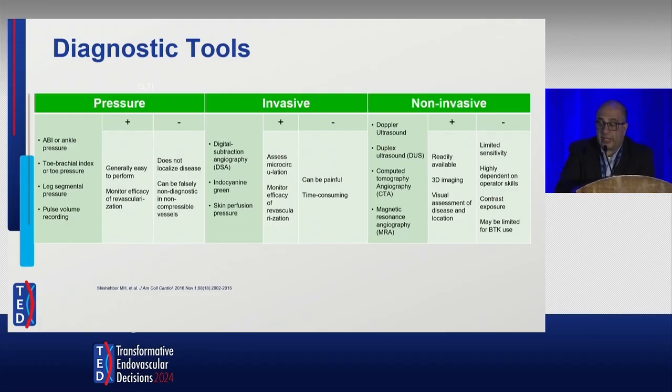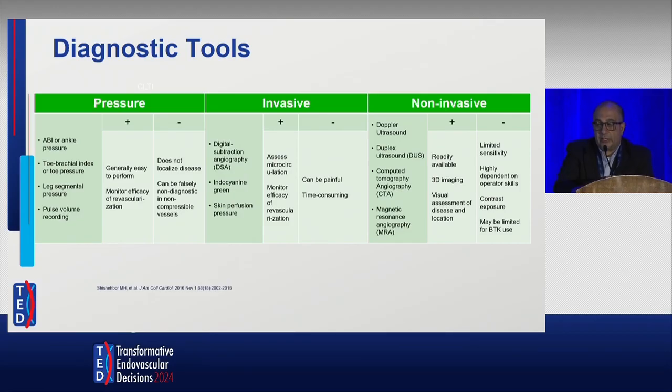Non-invasive, we have the duplex ultrasound, which, in my opinion, is good for above-the-knee vessels. But when you have somebody with multi-level disease and multiple lesions below the knee, the ultrasound is sometimes erroneous in delineating what's obstructed and what's not obstructed.